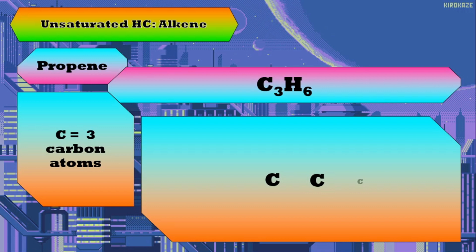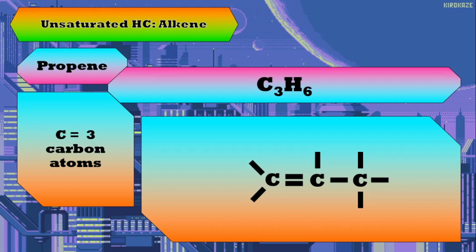Okay, so this is the structural formula of propene. 3 carbon atoms with 1 double bond, and the remaining unattached atoms of carbon are bonded with hydrogen atoms.